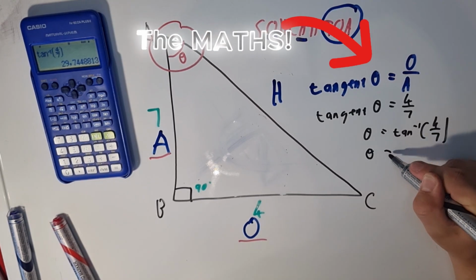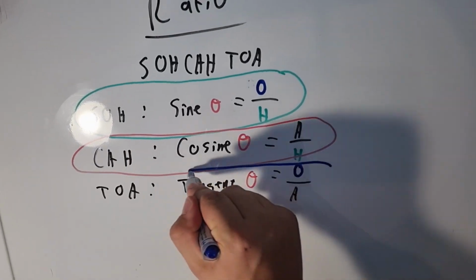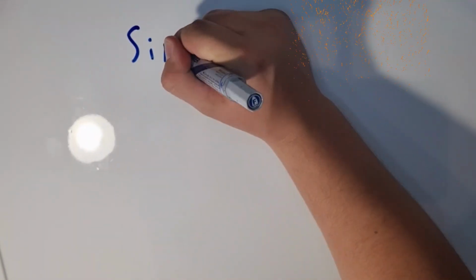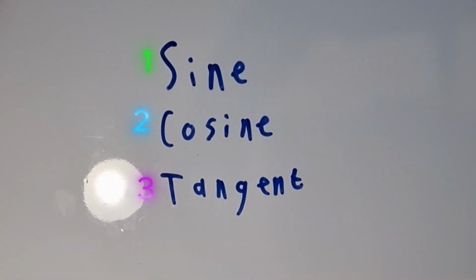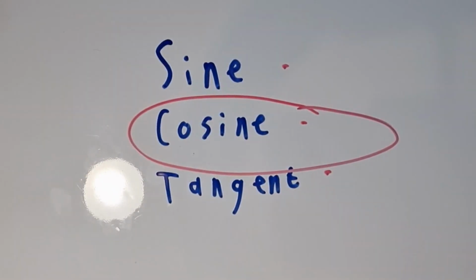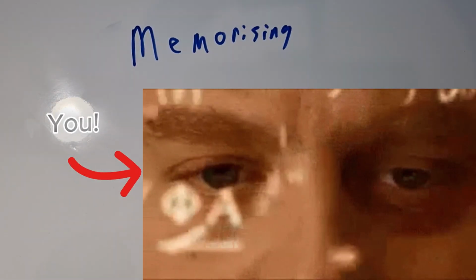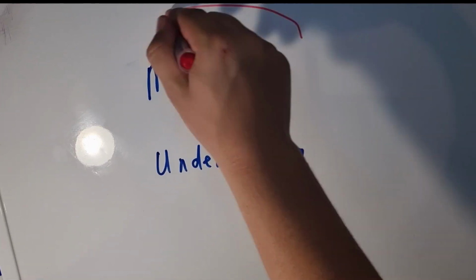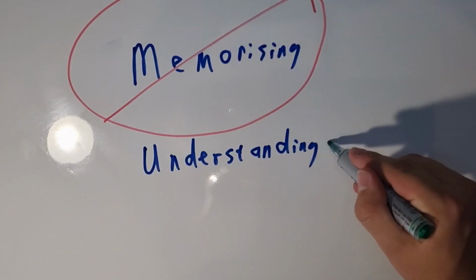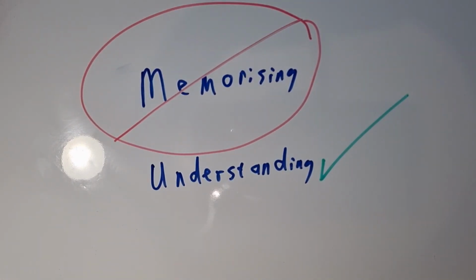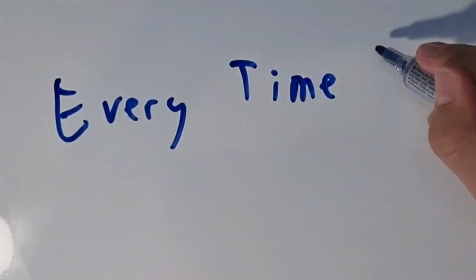Most students don't fail trig because the maths is hard. They fail because they don't know which formula to pick. Sine, cosine or tangent. 3 options. And one wrong choice means the whole question falls apart. In this video, I'm going to show you how to never get that wrong again. Not by memorizing more, but by understanding one simple idea that makes the right formula obvious every time.